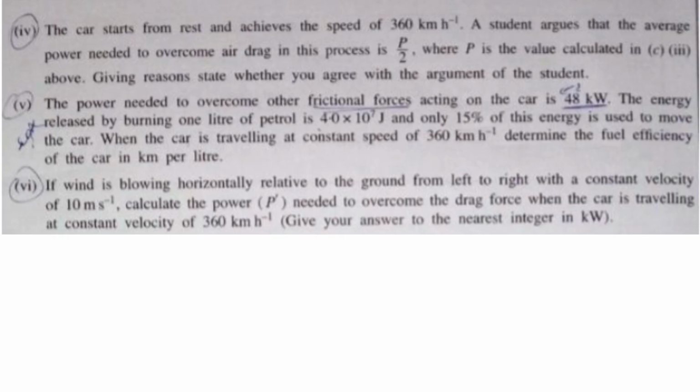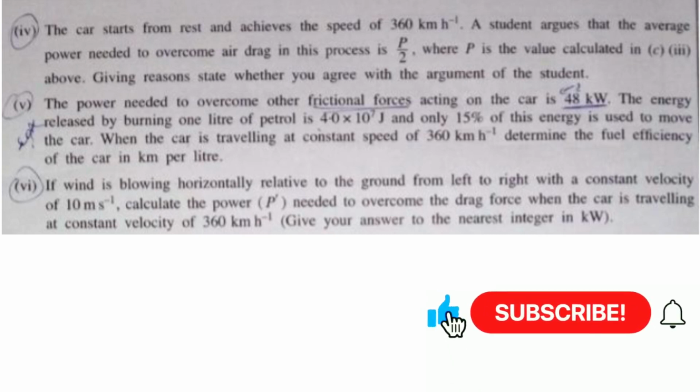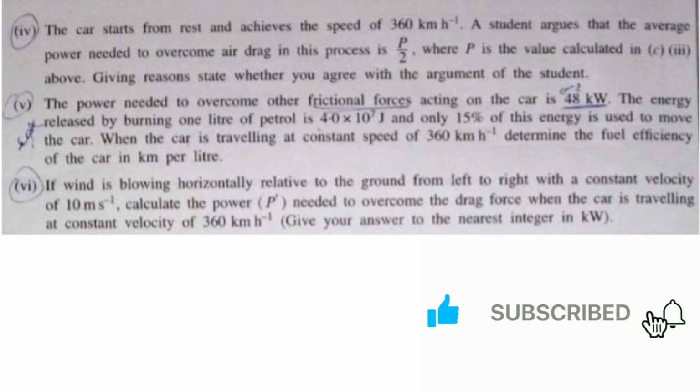So part 5, this is part 4. The power needed to overcome the frictional forces acting on the car is 48 kilowatt. The energy released by burning 1 liter of petrol is 4 into 10 to the power 7, and only 15% of energy is used to move the car. When the car is traveling at constant speed 360 kilometers per hour, determine the fuel efficiency of the car in kilometers per liter.